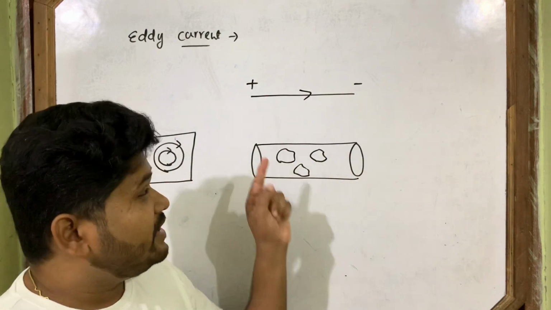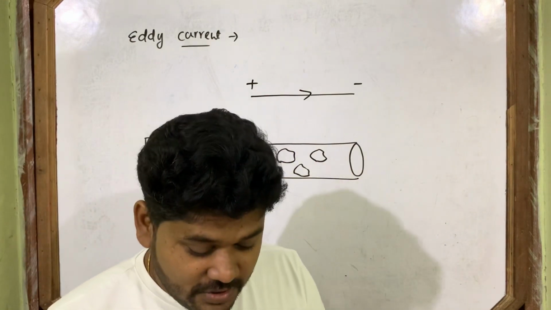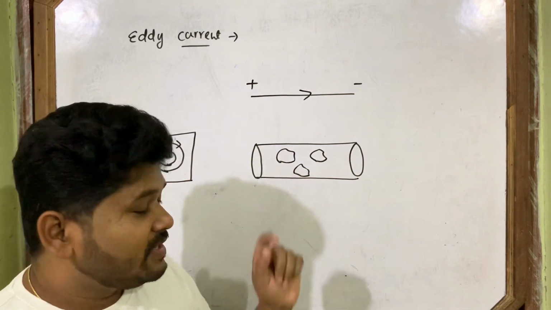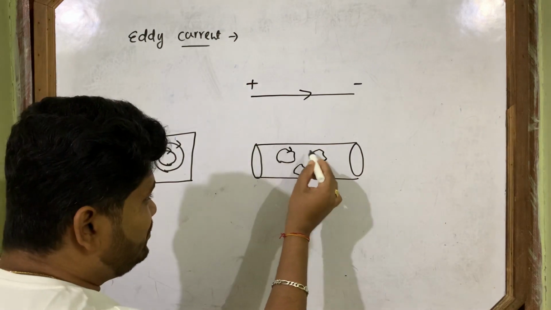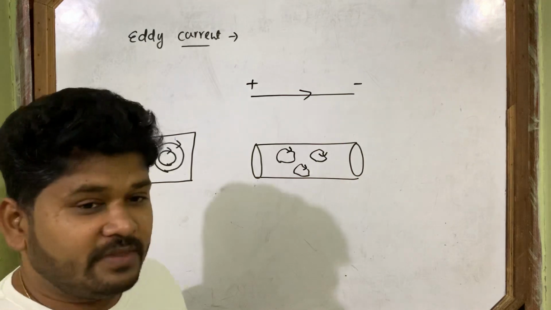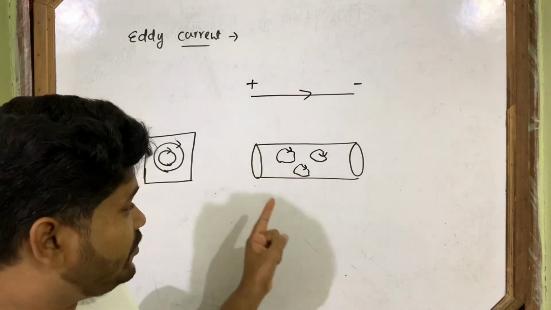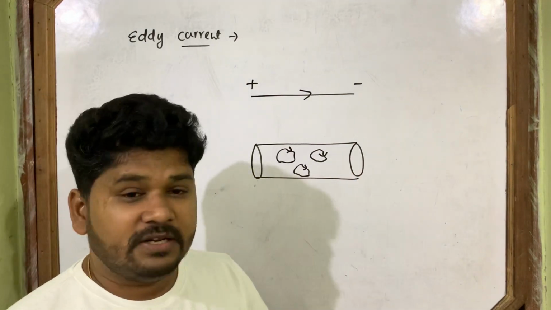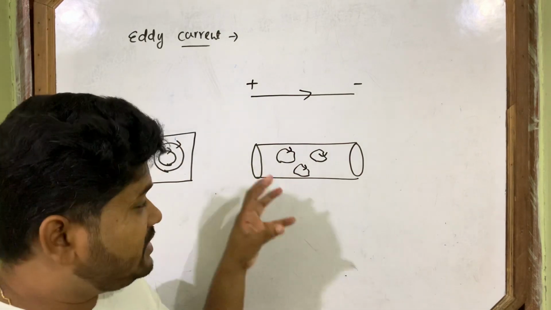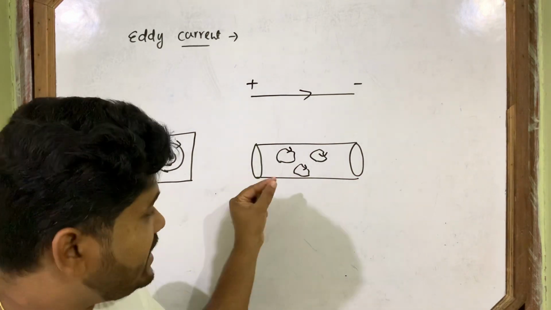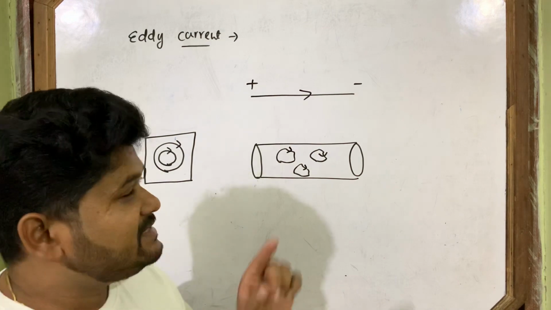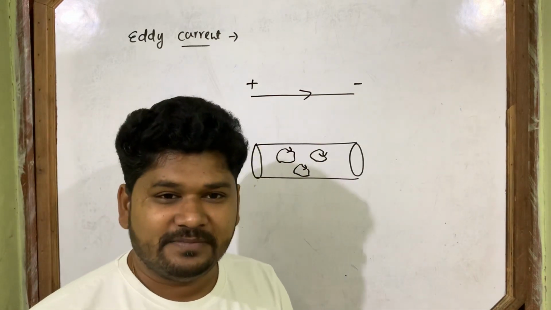You know a current always flows in a conductor from one terminal to another terminal. But here, current passes in the body of the conductor, making closed paths in the body of the conductor instead of going from one terminal to the other terminal. In that solid block, current forms closed loops inside it instead of going from one terminal to the other.